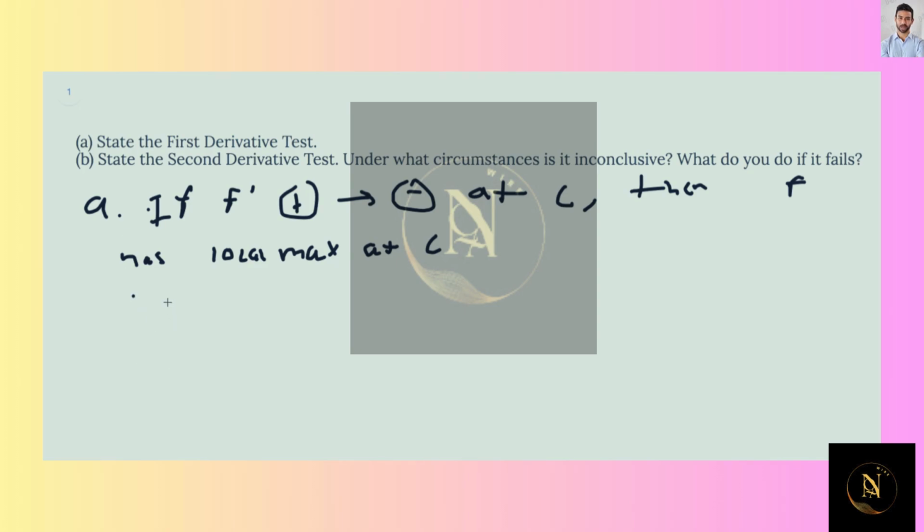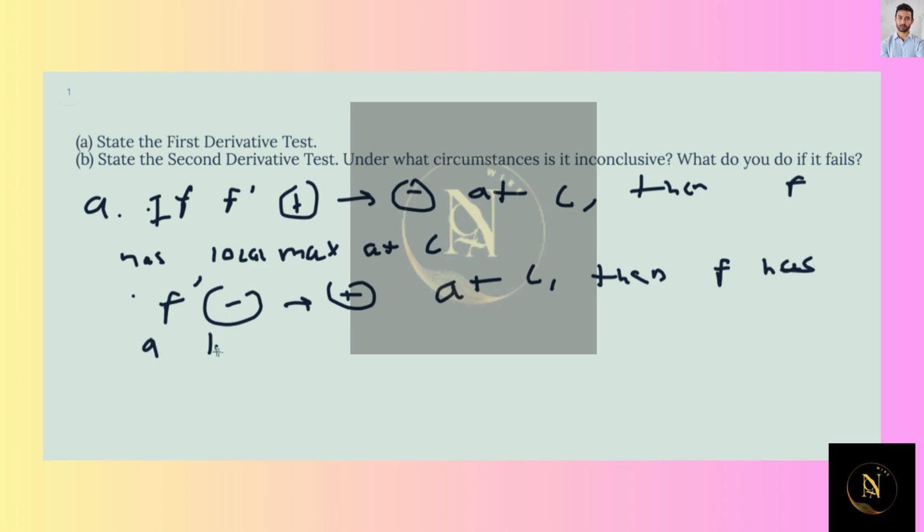The second point is if f prime goes from negative to positive on an interval, and it occurs at point C, then f has a local min at C. And this makes sense because when you go negative, negative, negative, positive, positive, the local min occurs because this is the lowest point in the neighborhood, or its surrounding points.